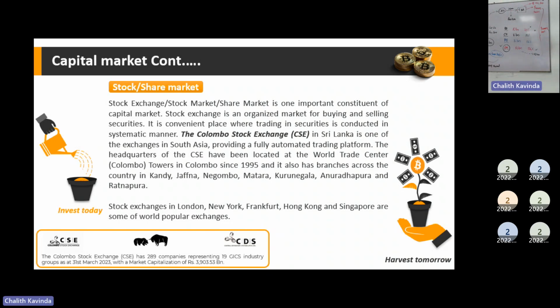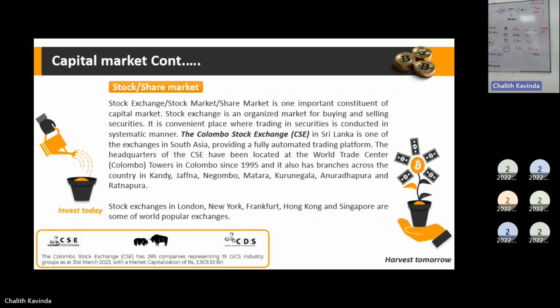Colombo Stock Exchange. What is CDS? Very good. Central Depository System. Who are these? Bear, bull. Why those two animals are there?